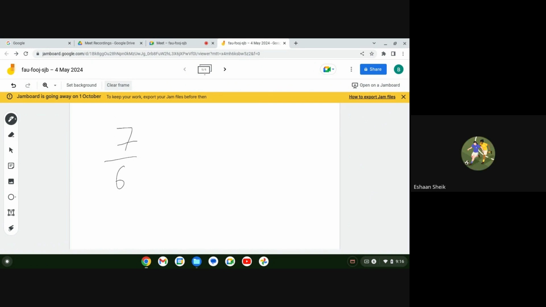0.7. Okay. That is one of the answers. Okay, let's see. Wait, if you're doing 7 divided by 6, then 7 is supposed to be in the bracket, right? Like 7 divided by 6, not 6 divided by 7, right? Yeah, 7 divided by 6. Okay, 7 is divided by 6. This is how I will read it.